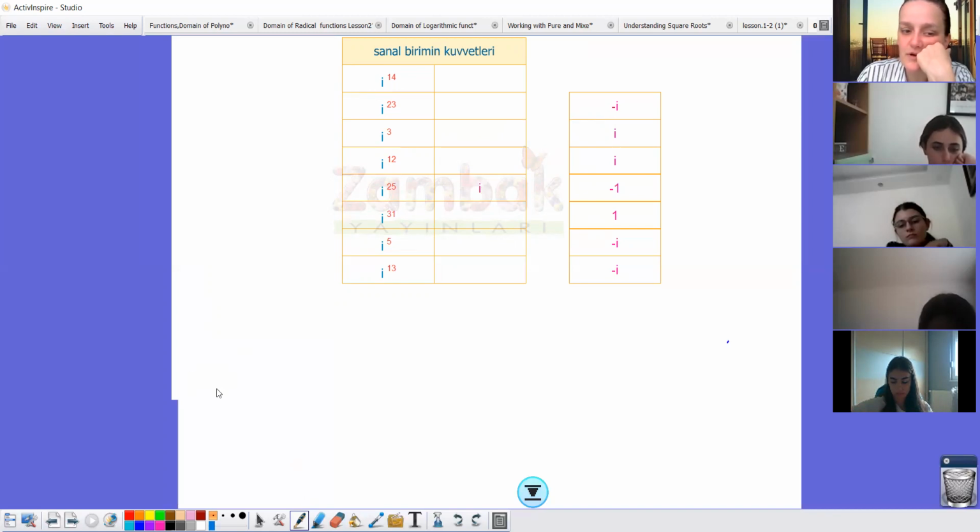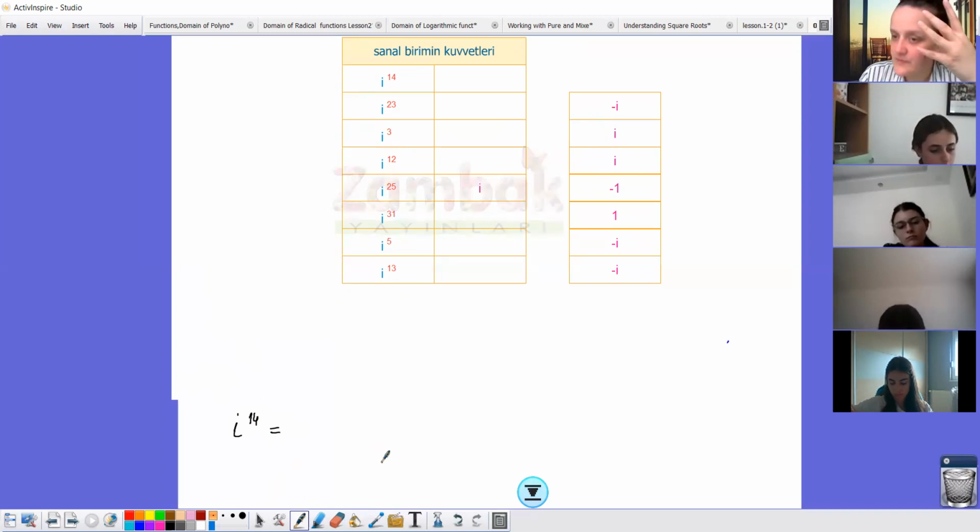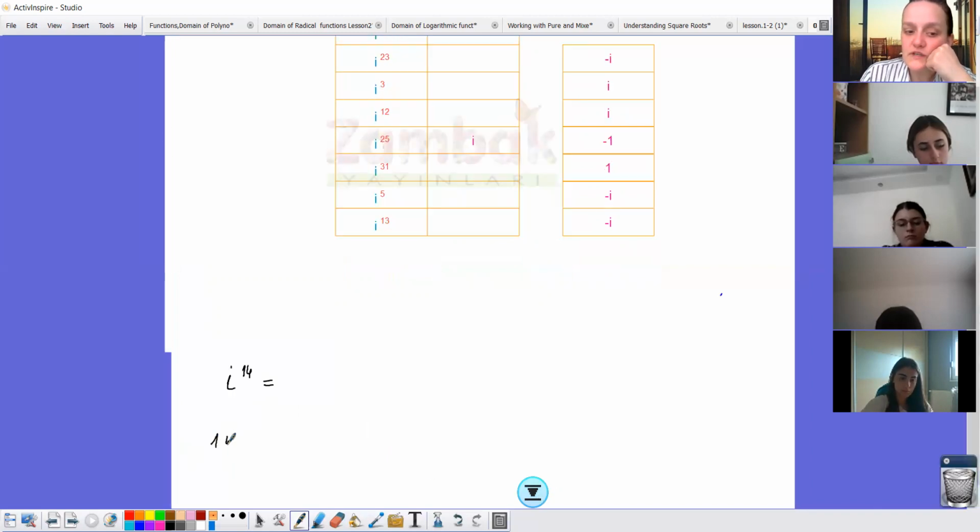What do you think? i to the power of 14. What we said? We said that in every 4 steps, or -1, it will repeat. So to find it, I will divide 14 by 4. What will it be when I divide 14 by 4? 3. 3 times 4 is 12.